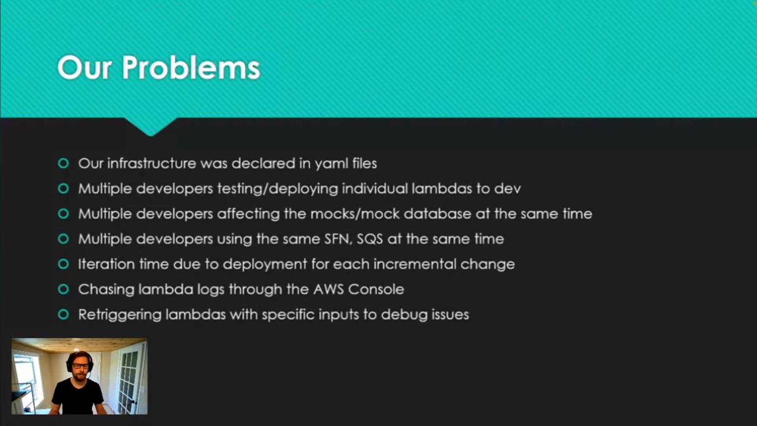And also retriggering Lambdas with the inputs. There's a lot of copying and pasting of JSON, and then you can't run in the right context because it needs to be in the context of the state machine. You can't run the Lambda by itself. That's another pain point that we experienced.